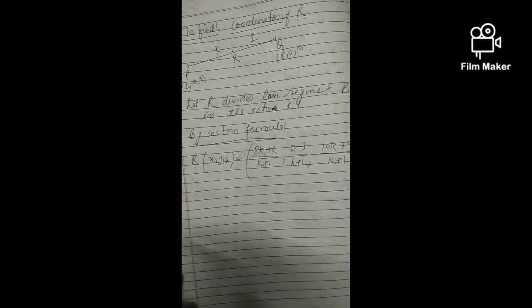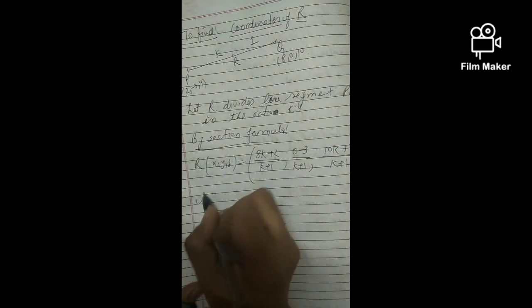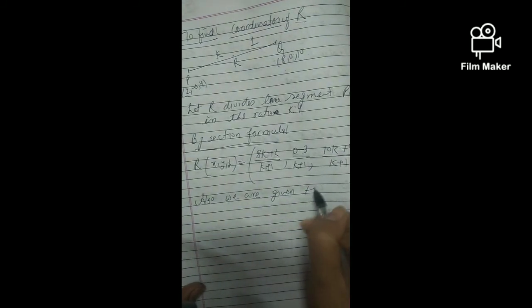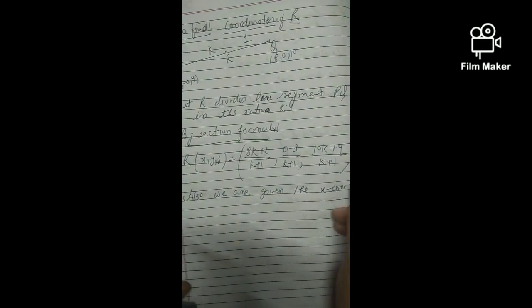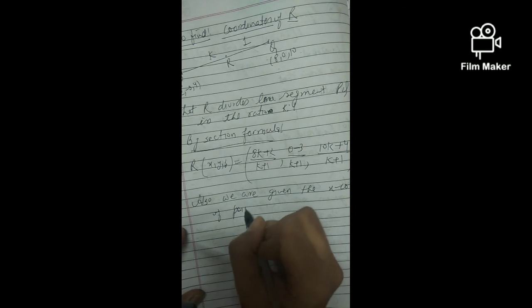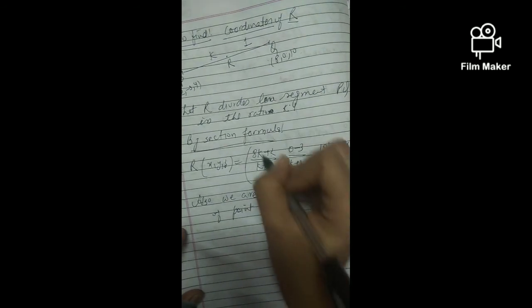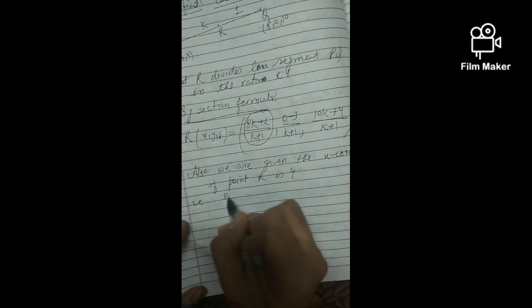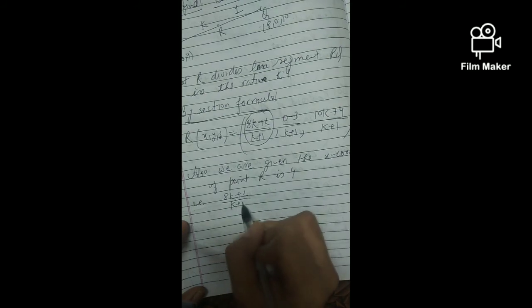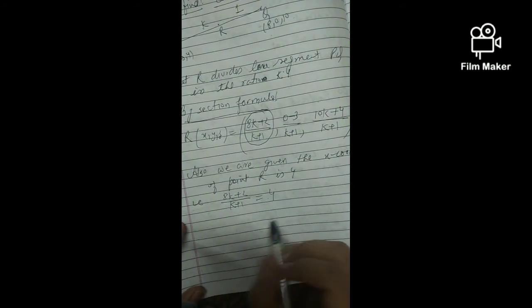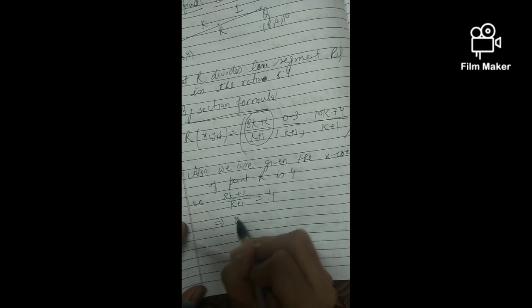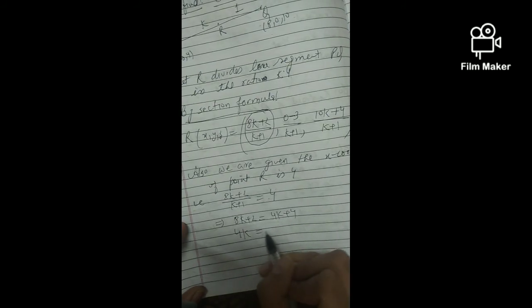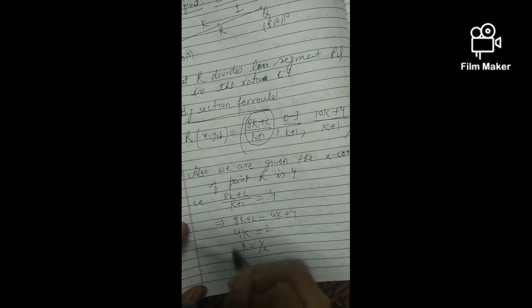Now one more thing is given: point R with x coordinate 4. That means if this is the x coordinate, it should be equal to 4. So 8k plus 2 divided by k plus 1 is actually 4. By comparing, we will get the value of k: 8k plus 2 is equal to 4k plus 4. So 4k is equal to 2. So the value of k is 1 by 2.